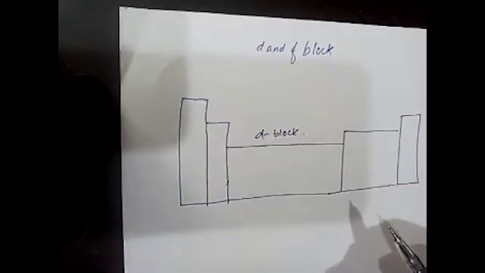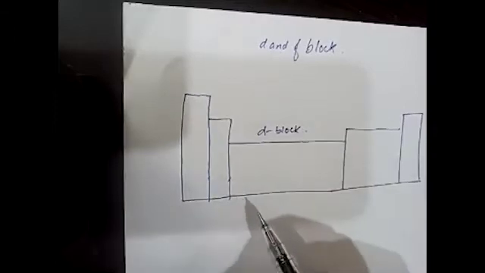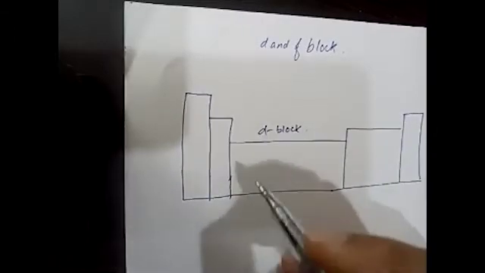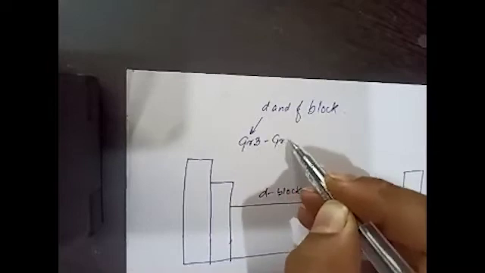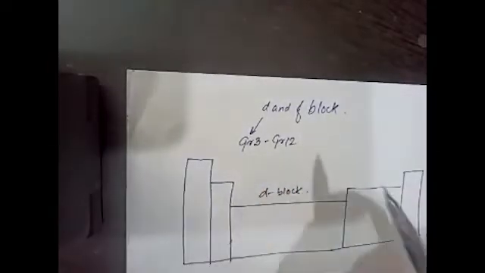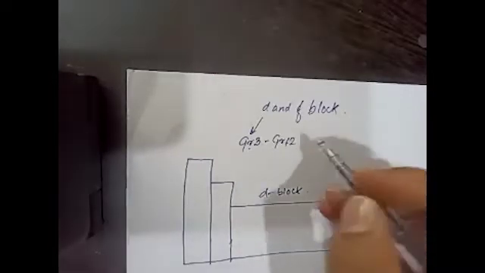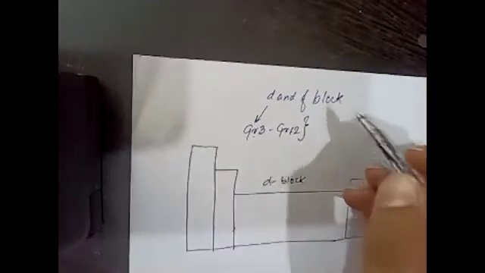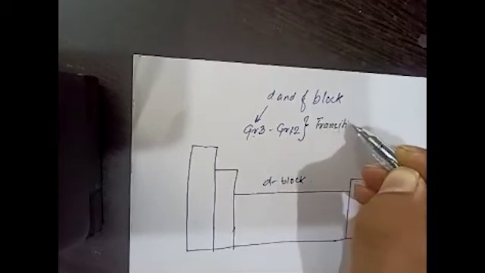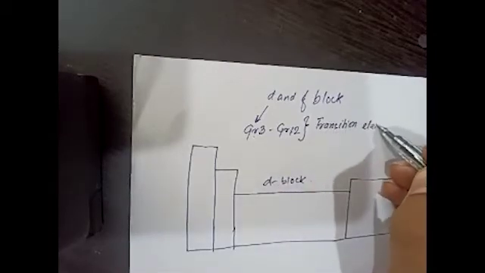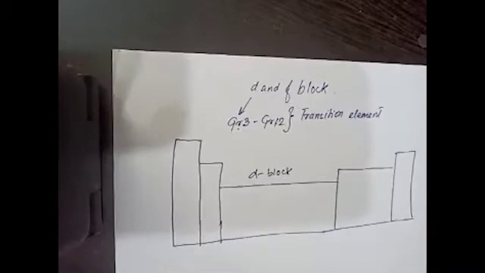Okay? So which elements come in the D block? It is from which group? The D block elements are from group number 3 to group number 12. I'm just giving a recap and we'll try to move forward. These D block elements are also known as transition elements.